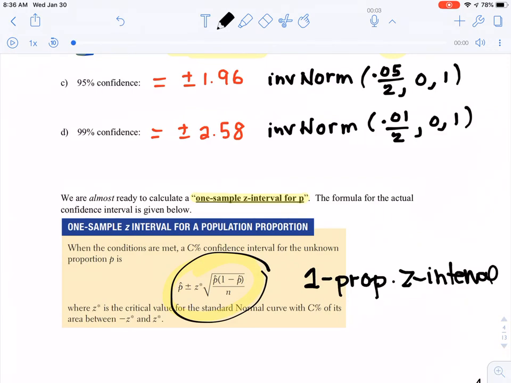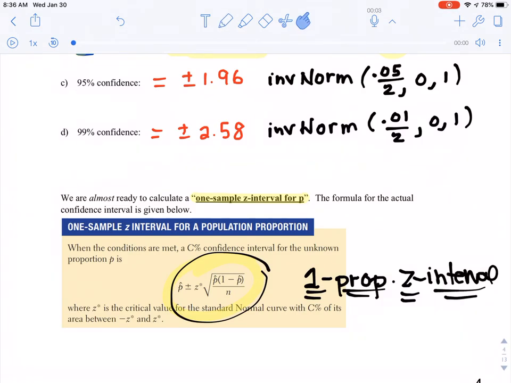Okay, so 1 stands for, we took one sample. Proportion stands for, this is the parameter that we're estimating. The Z is referencing the fact that we're using these critical values to enclose what the confidence interval is, and interval means confidence interval.